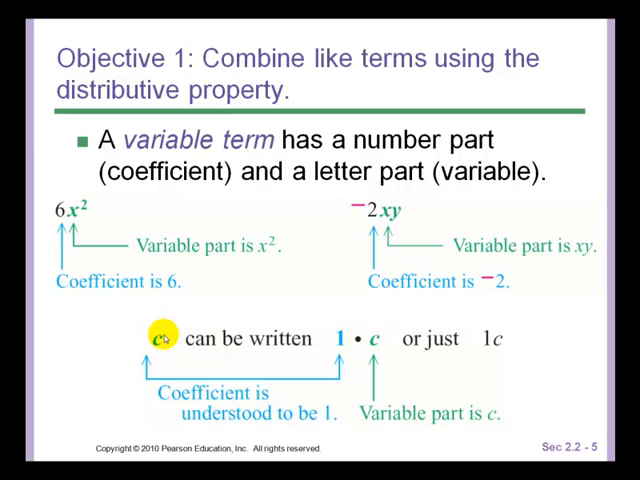A single variable, such as c, could be written as 1c. Remember, when you multiply by 1, you don't change anything. So 1 times c is the same as just saying c. Therefore, a variable with no coefficient written is understood to have a coefficient of 1. So again, as you move up in mathematics, anytime you see a single letter, there is an understood coefficient of 1. Some teachers and books write it, and some do not.